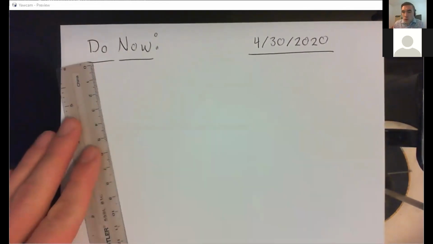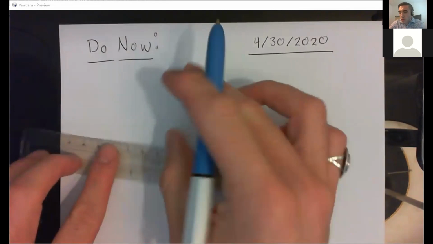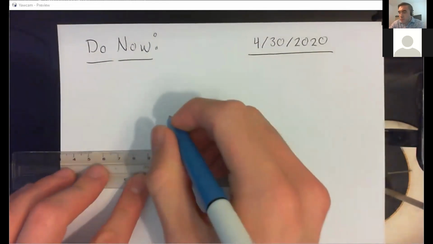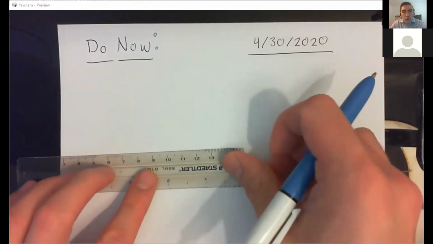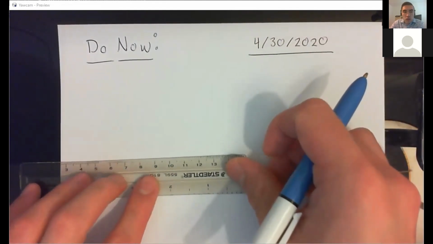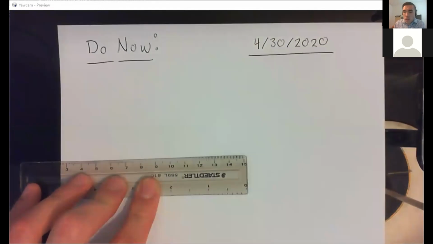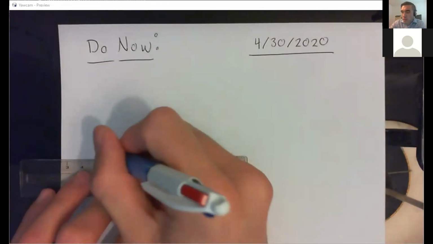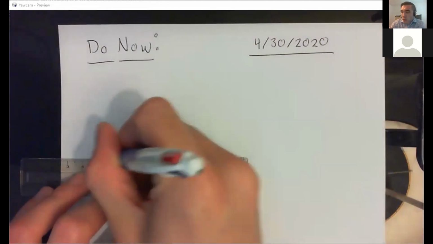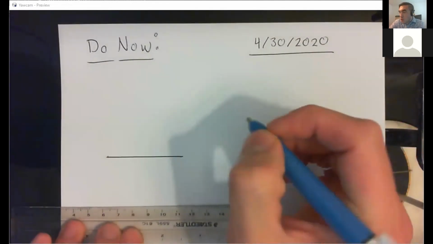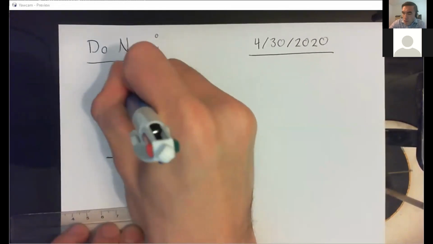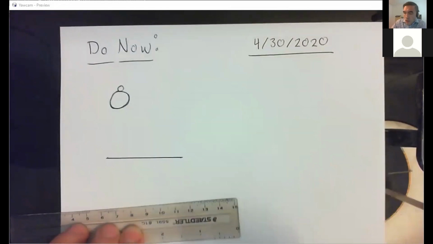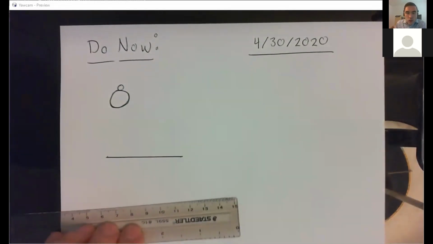Today for the do now, I really just want to do a quick review of the demonstration that we did after energy but before momentum. It's a good demonstration to do conceptually, but at the time I said that we didn't have the time to do the math. So think back to when I put a tennis ball on top of a basketball.